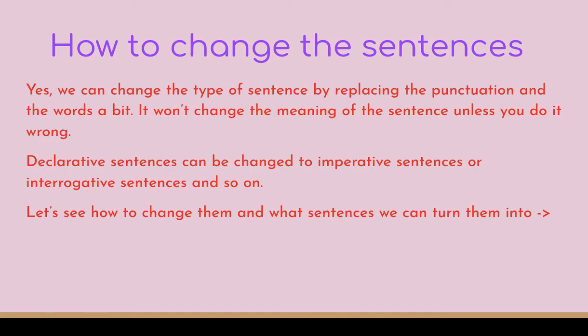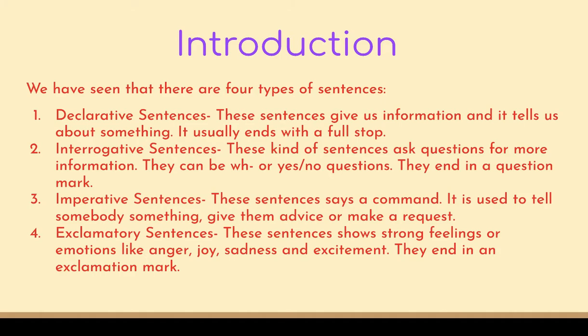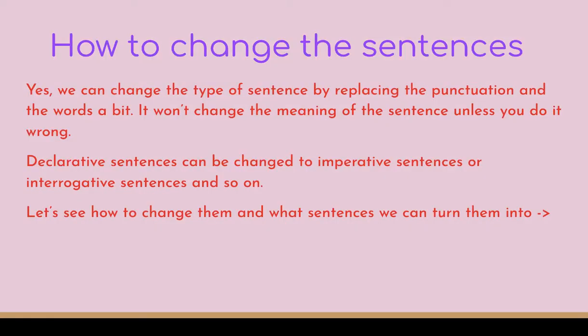Okay, so we can change the type of sentence by replacing the punctuation and the words a bit. We have seen that declarative sentences give us information, they tell us about something, and usually end with a full stop. But if they tell us to rewrite it as a question, how would you say it? We have to change the words and the punctuation of the sentence, but you shouldn't change the meaning. If you change the meaning of the sentence, the whole thing is just wrong. So declarative sentences can be changed to imperative sentences or interrogative sentences, and so on. Let's see how to change them and what sentences we can turn them into.